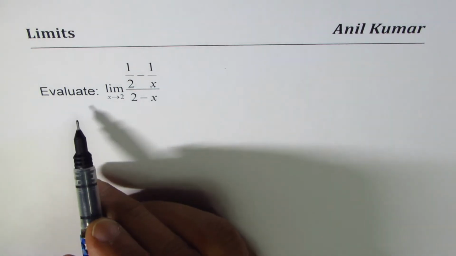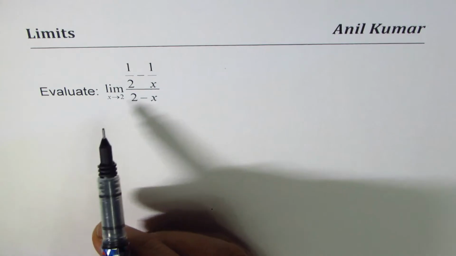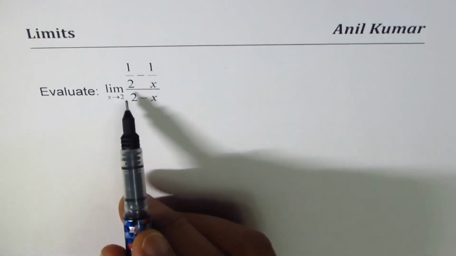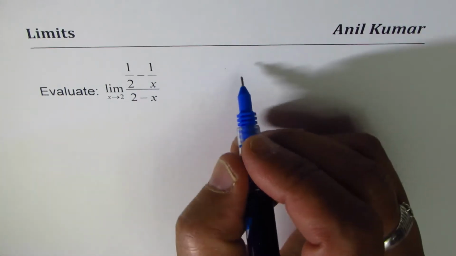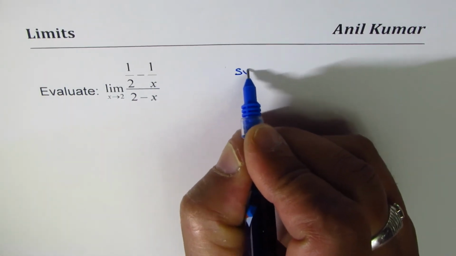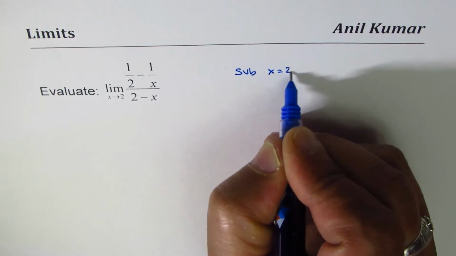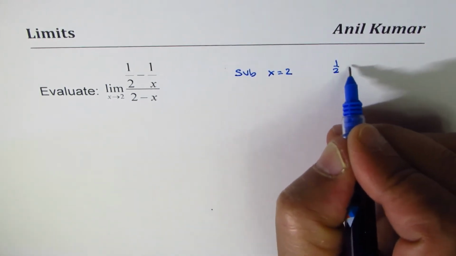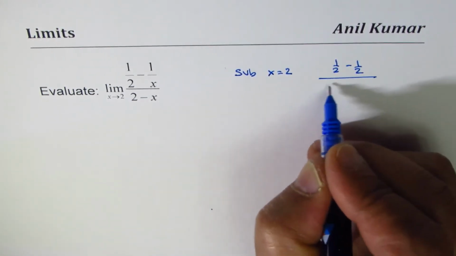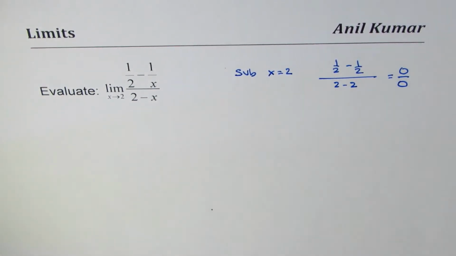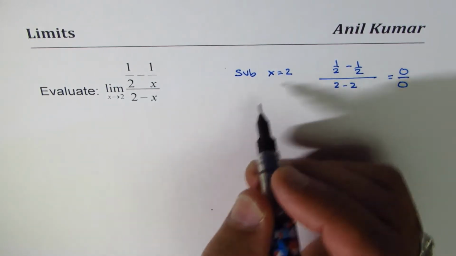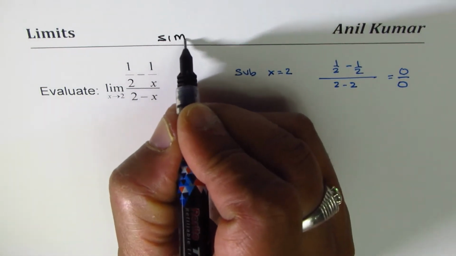Now here we need to evaluate the limit as x approaches 2 of (1/2 minus 1/x) divided by (2 minus x). Here you will realize that if you substitute x equals 2, you get (1/2 minus 1/2) over (2 minus 2), and that is the form 0 over 0. So whenever we have 0 over 0, we need to simplify to get rid of the common factor. So the strategy here is to simplify.